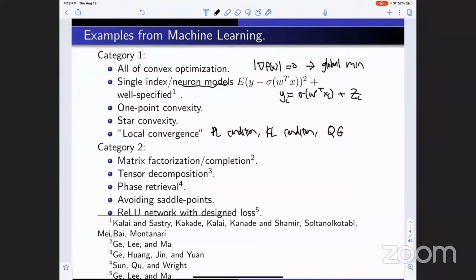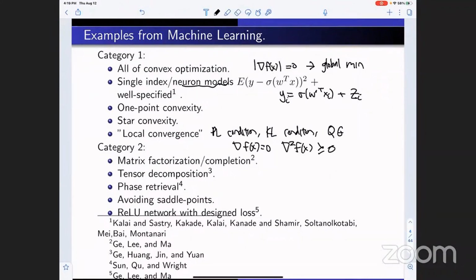So motivated by this need to go beyond just looking at the gradient, category 2, people started looking at what happens if the gradient is 0 and the Hessian is PSD. So this is essentially local minima, informally speaking. And now you can talk about slightly more things.